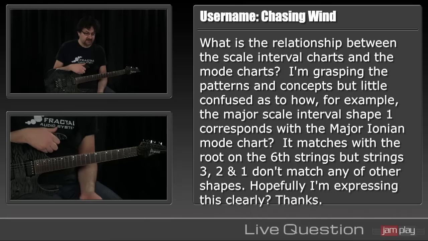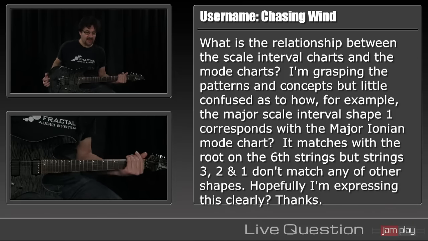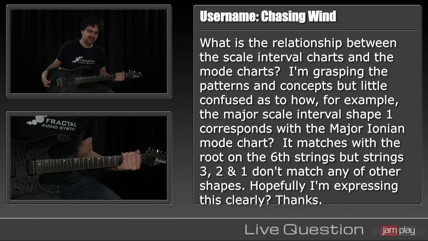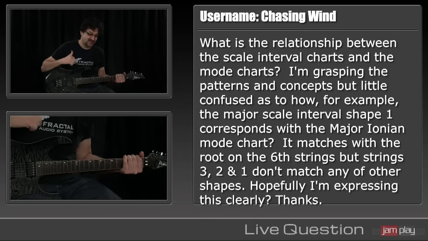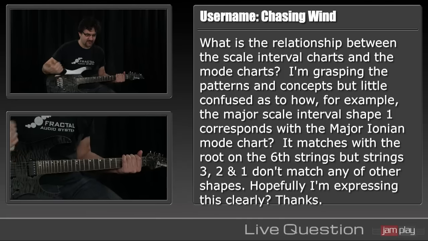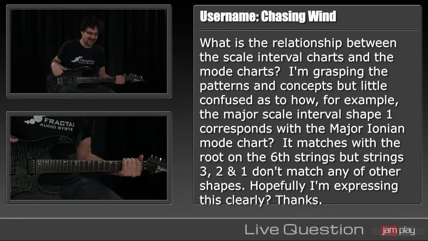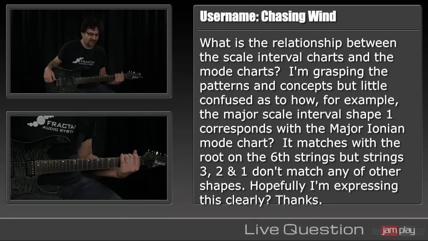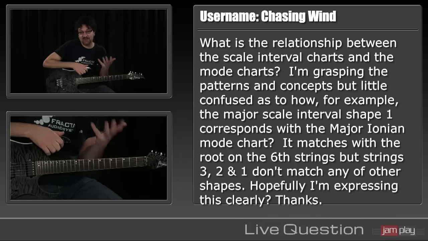So the first part of the question was, what is the relationship between the scale interval chart and the mode charts? I'm grasping the patterns and concepts, but a little confused as to how, for example, the major scale interval shape 1 corresponds with the major Ionian mode chart. It matches with the root on the 6th string, but strings 3, 2, and 1 don't match any of the other shapes. Hopefully I'm expressing this clearly. Thanks. So I think I get what you're saying.